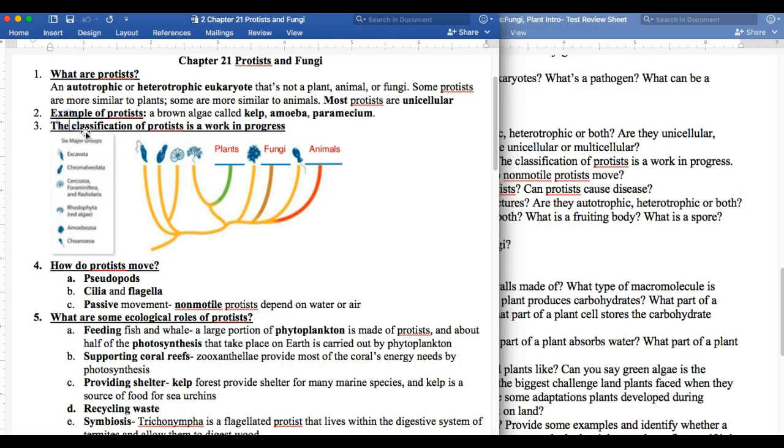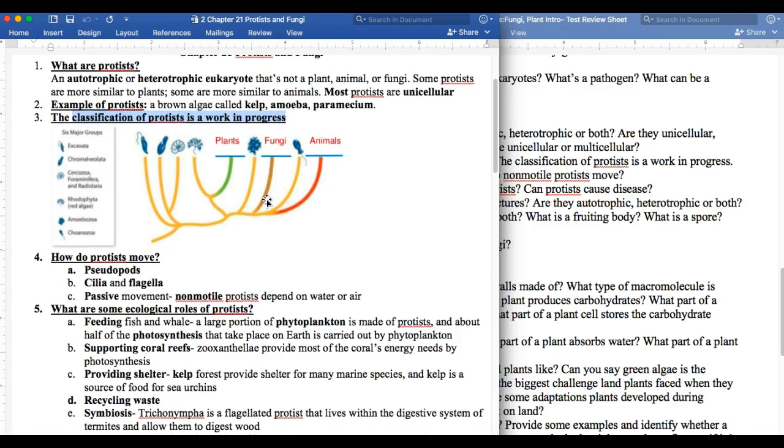The next one is the classification of protists. We know the classification process is still a work in process because we can't exactly put all protists in one group. The reason for that is shown on this cladogram. Some protists are more similar to animals. So if I were to ask you which of these protists is most closely related to animals, it's going to be this one. I'm not going to say this word.